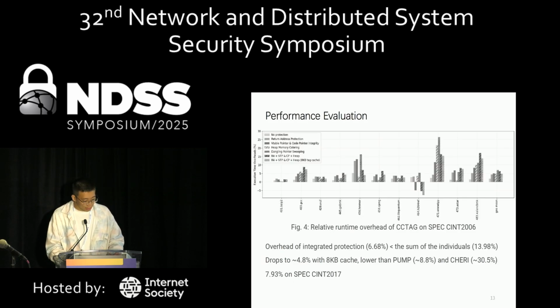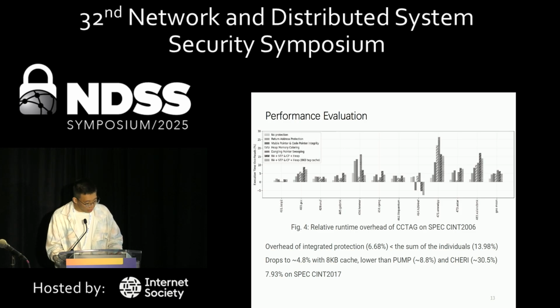We also conducted extensive performance overhead evaluation using the SPEC test suites. For SPEC 2006, with integrated protection, including return address, code pointer and vtable pointer integrity, and memory coloring, we observed a geometric mean overhead of around 6.68%. Notably, this integrated overhead is lower than the sum of the individuals because memory traffic overhead is shared across multiple protection policies.